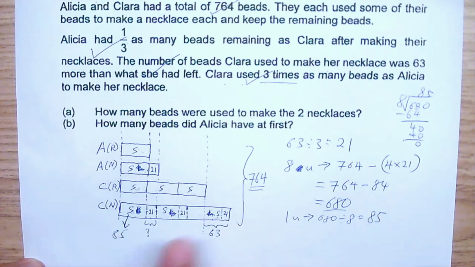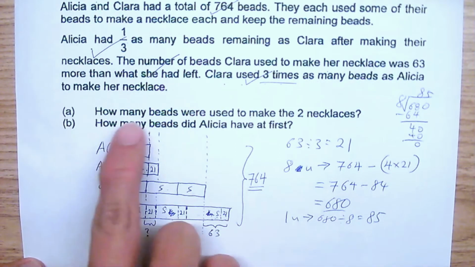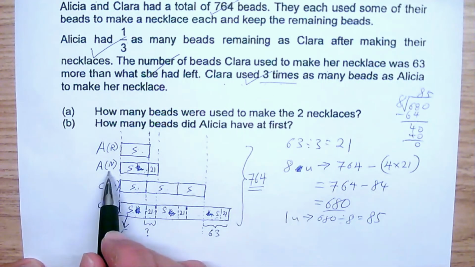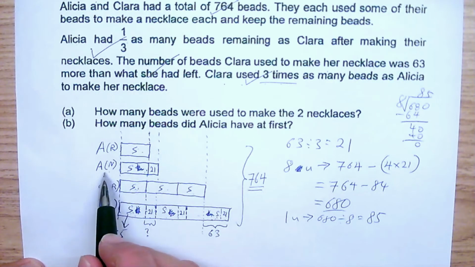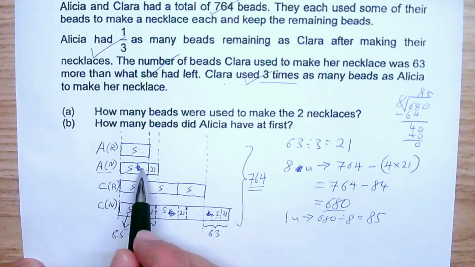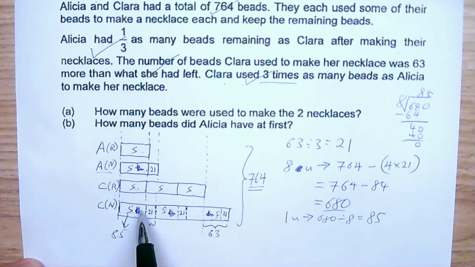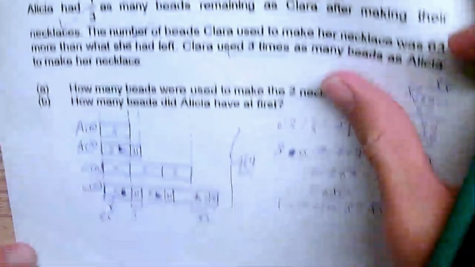With all this in mind, you can now solve the question very fast. Now they ask how many beads were used to make the two necklaces. So remember, N is for number of beads used for necklace, right? R is for remaining number of beads. So let's see, for Alicia, she used one small bar, which is 85, and 21. And then for Clara, she used 3 small bars and 3 sets of 21. See, you can do it immediately. You don't even need to do any complicated working.